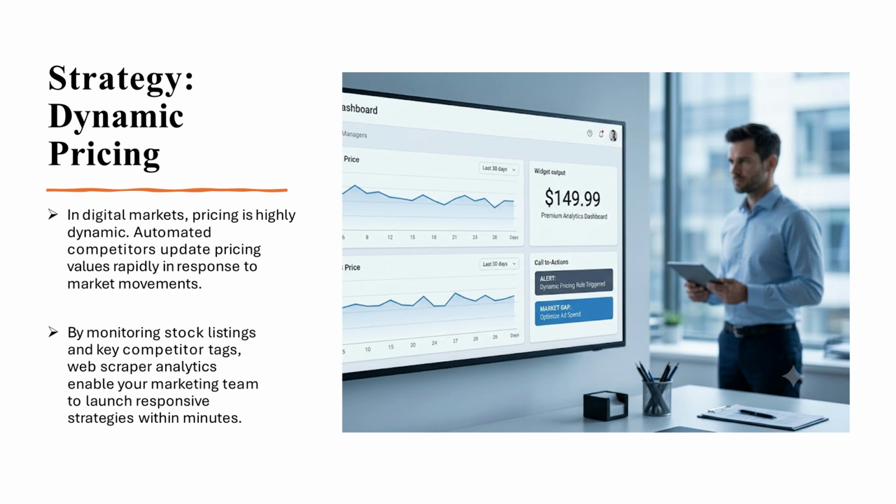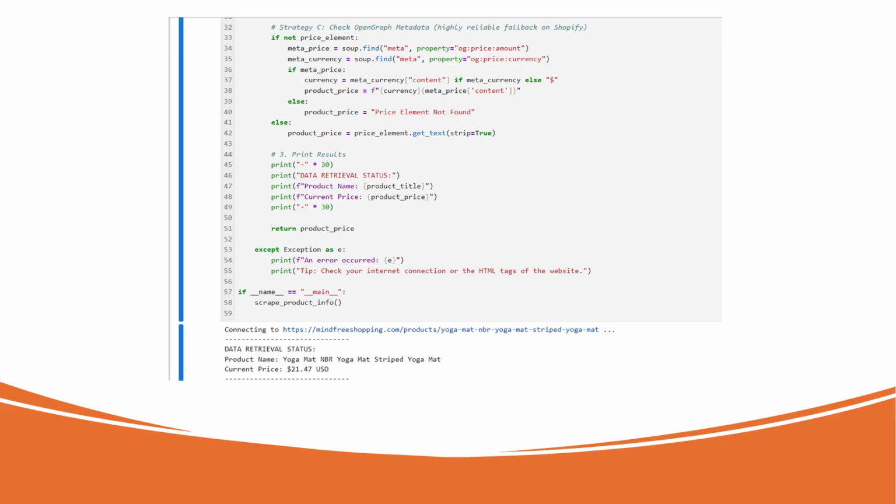So let's visualize the strategic reveal. When we run the script, the terminal immediately prints the extracted data comprising the item name and price. The monitor displays real-time competitive insights derived directly from the automated scraping, displaying historical data and scraped output. The live product information on the screen displays 21.47 clearly.